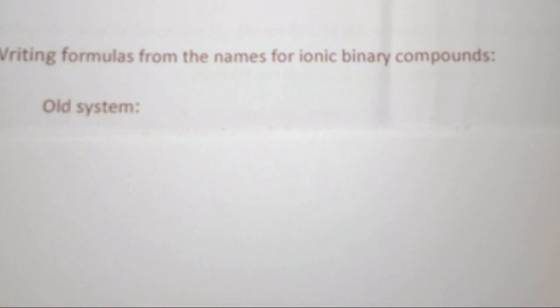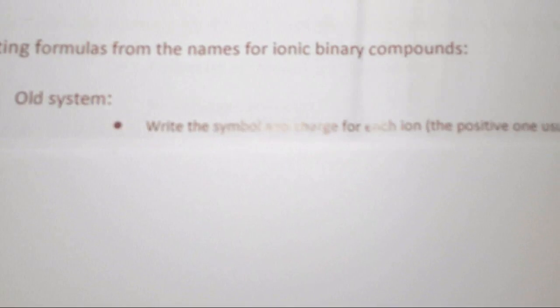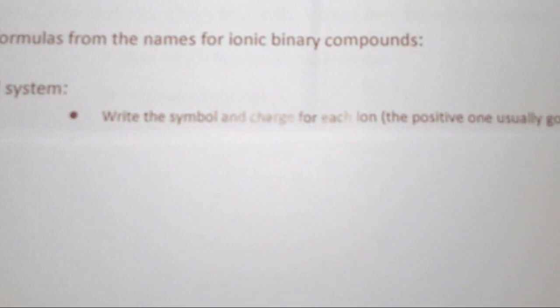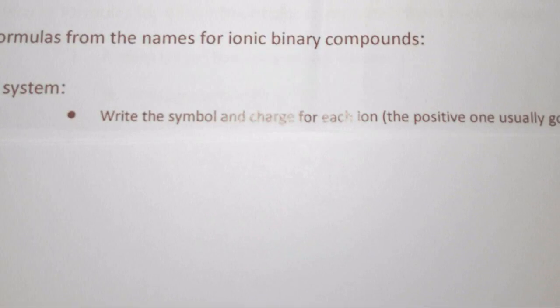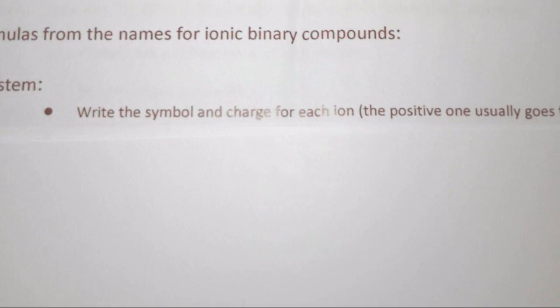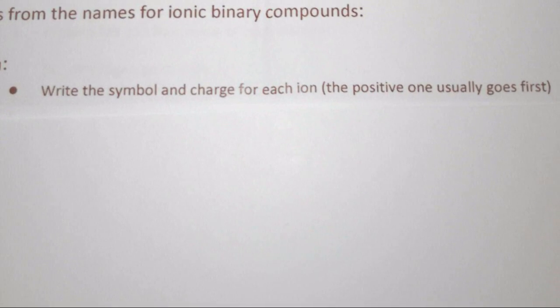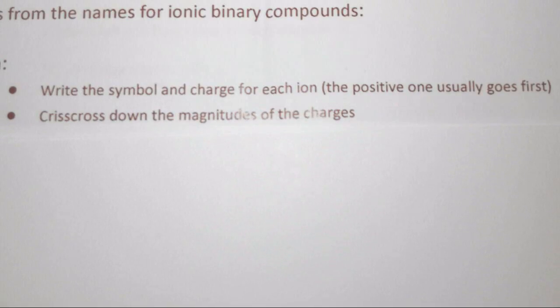Okay, for the old system, first you're going to write the symbol and charge for each ion, and the positive cation usually goes first. So you'll do the symbol and charge for the cation, and then the symbol and charge for the anion, and put the cation first. Then you're going to crisscross down the magnitudes of the charges.